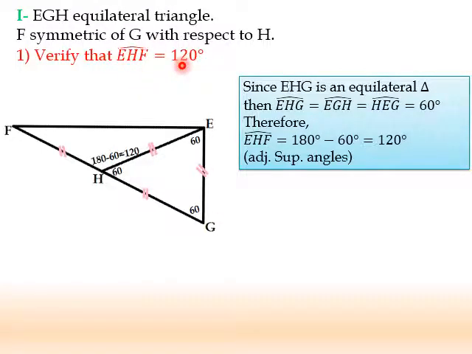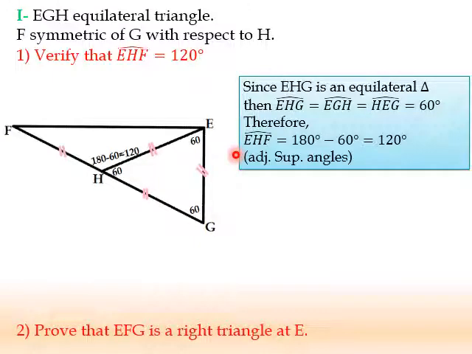When they ask me to verify, then my answer will definitely be as given. They are telling me that this is the measure of angle EHF, but I have to prove it, and that's what we did here. Now, number 2, prove that EFG is a right triangle at E.